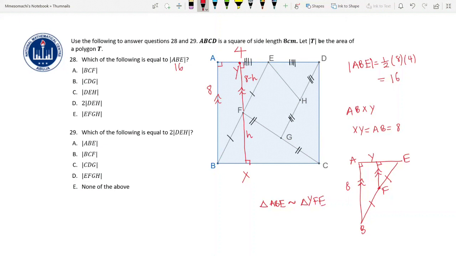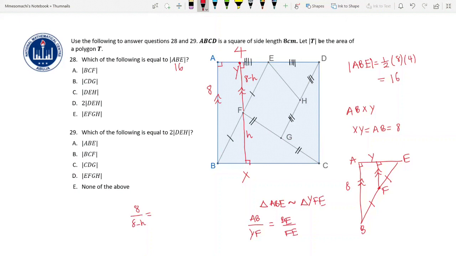So it means AB over YF is equal to BE over FE. Now we can complete this equation. So AB is what? Let's put AB is 8. YF is what? 8 minus H.